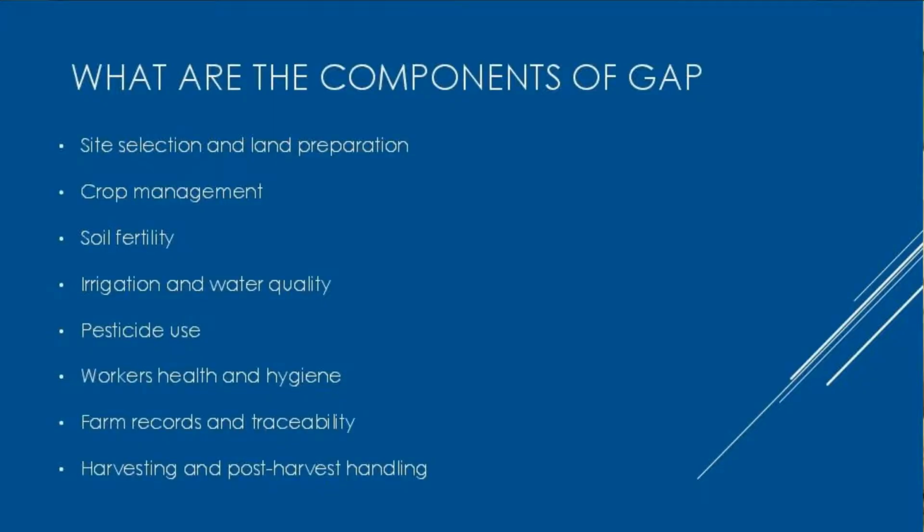What are the components of GAP? Site selection and land prep, crop management, soil fertility, irrigation and water quality, pesticide use, workers' health and hygiene, farm records and traceability, harvesting and post-harvesting handling. These are the components of GAP which will be discussed. I will look at each individual component and what are the GAP practices under those.